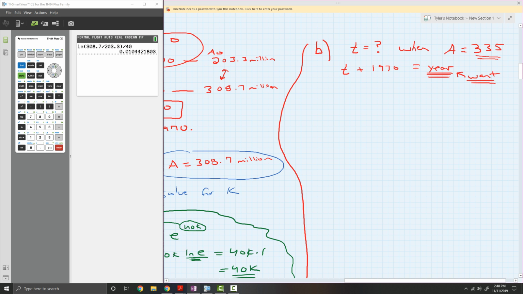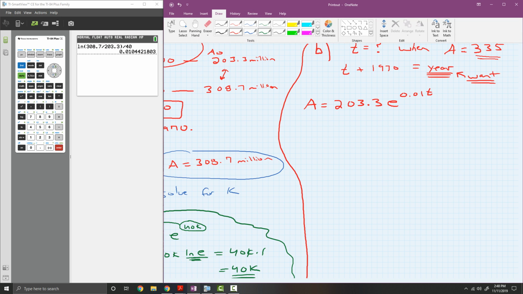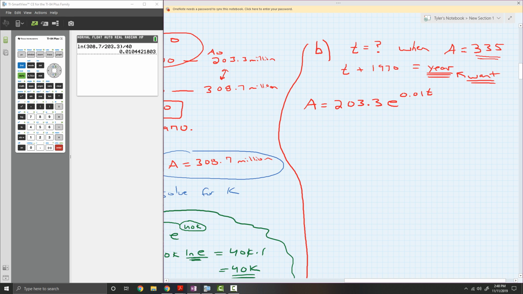Another thing to note is we already have our model, which is 203.3 e raised to the 0.01 t power. So basically, what I want to do is plug in 335 for A and solve for t. So this would give me 335 equals 203.3 e raised to 0.01 times t.